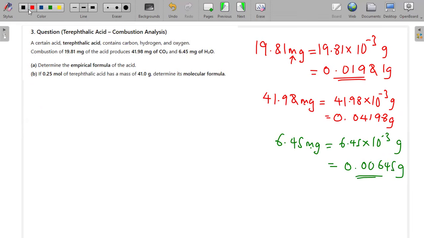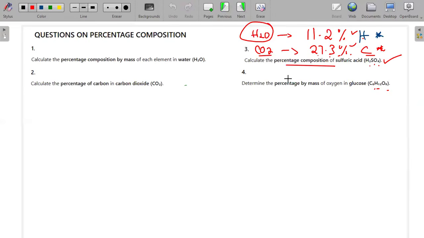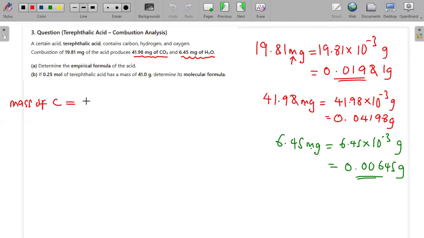Well and good. The next thing is to find how much of this carbon dioxide is carbon and how much of this water is hydrogen. So let's do that. I'm going to say mass of carbon. Remember the percent, don't forget this percent here. Of any mass of carbon dioxide, 27.3% of it will be carbon. So we're just going to say 27.3 over 100 multiplied by the mass of the carbon dioxide, which is this one.